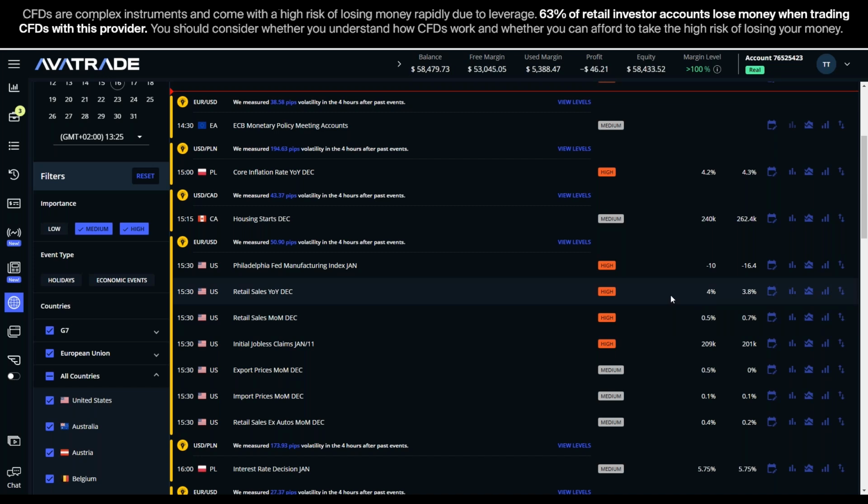If you can catch the entry point you like, and sometimes you even have a false move the opposite way before it might go the direction you expect it to go. So you can a lot of times catch a nice entry point already knowing the direction that you want to trade in advance. And so let's look at the retail sales, for example.